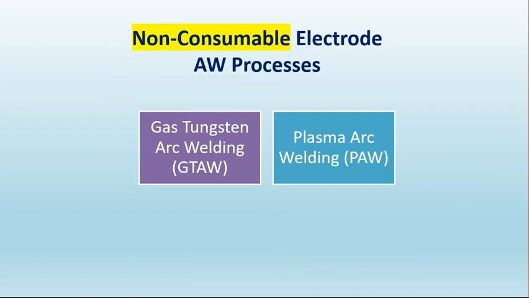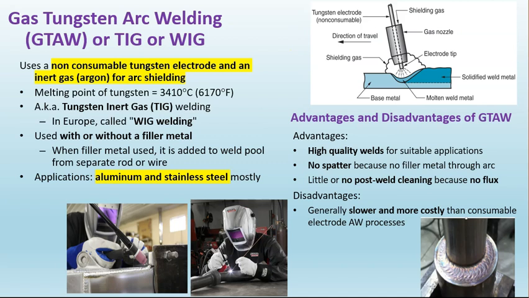Okay, just now we have covered the consumable electrode. So let's look at these two for non-consumable electrode: the GTAW, gas tungsten arc welding, and plasma arc welding or PAW. GTAW, also known as TIG or WIG, uses a non-consumable tungsten electrode and an inert gas for arc shielding. This one is special for aluminum and stainless steel welding.